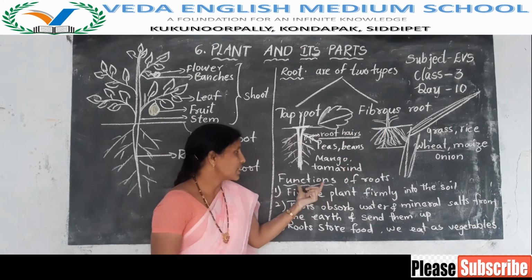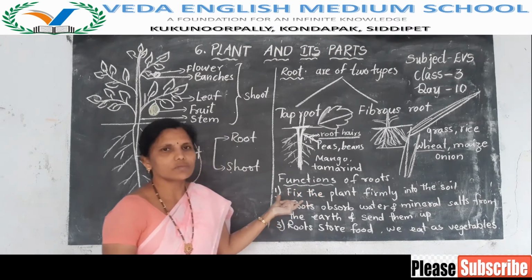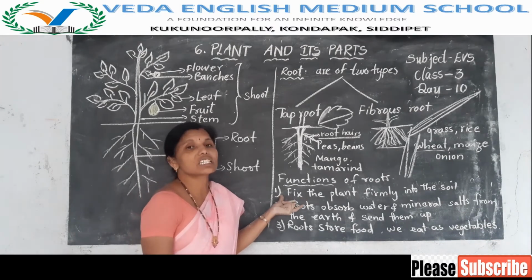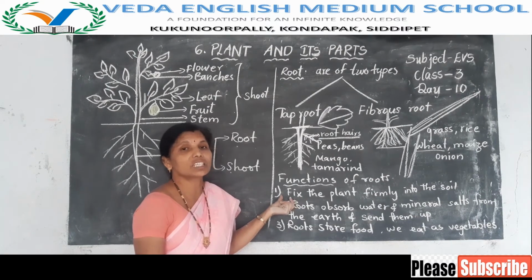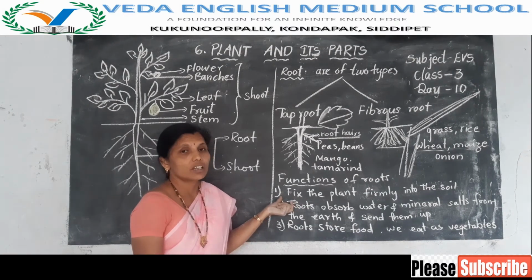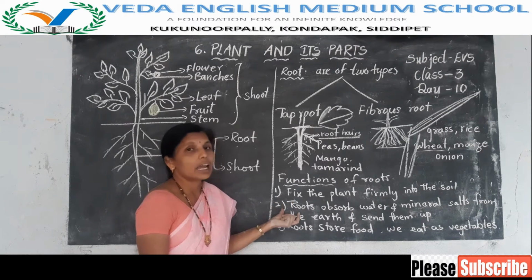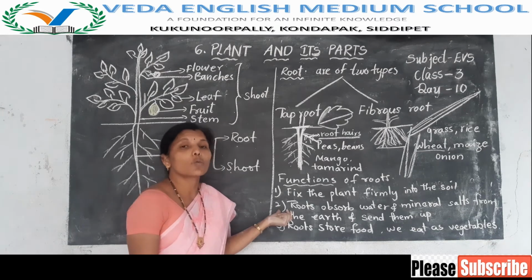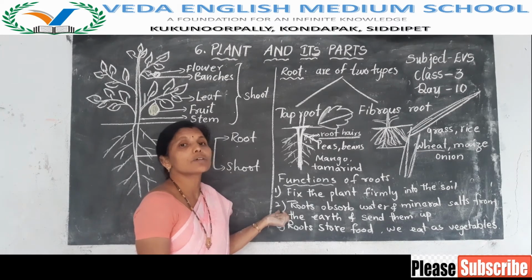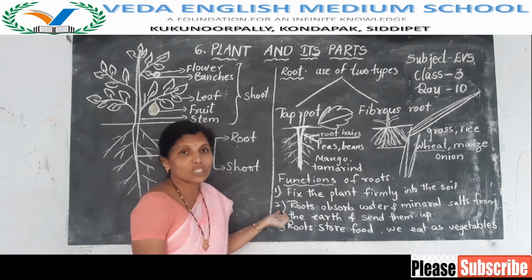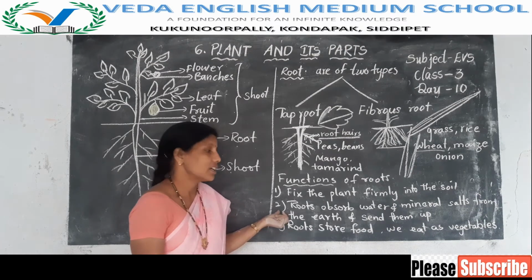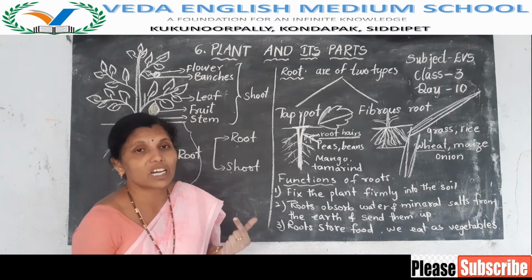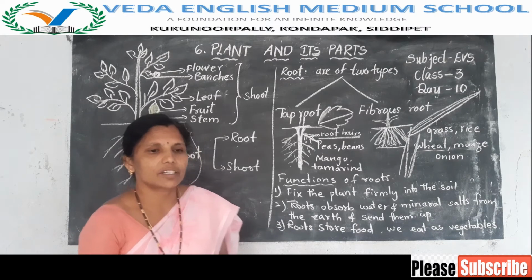Okay, children, so what are the functions of roots? Roots fix the plant strongly into the soil. And roots absorb water and mineral salts from the ground, from the earth, and send them up to the stem and to other parts of the plant.